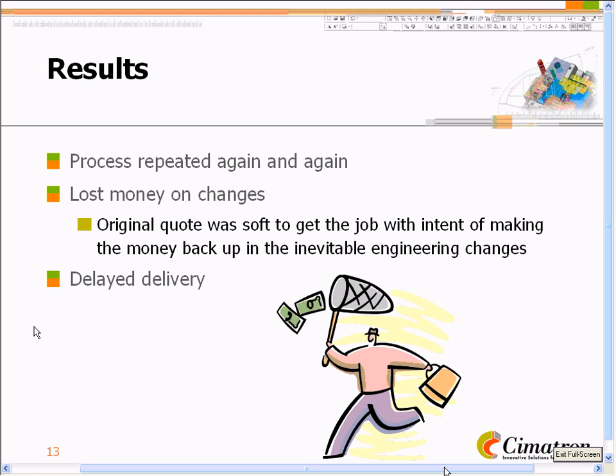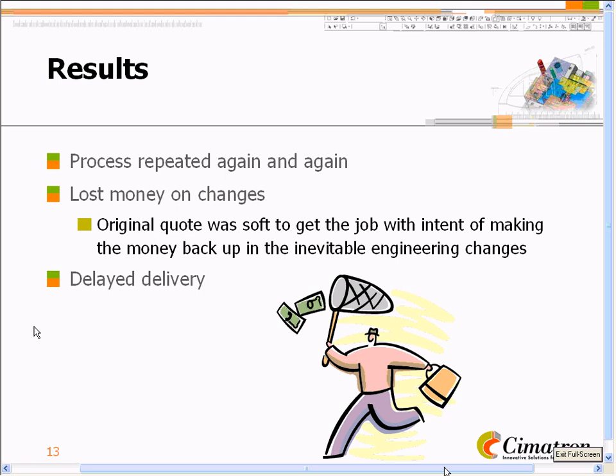So what was really happening to them? Well, they found that just by sitting down and taking a look at what they were doing, they were repeating the same processes again and again, really starting over many of the manufacturing processes in the shop. Of course, that means losing money.